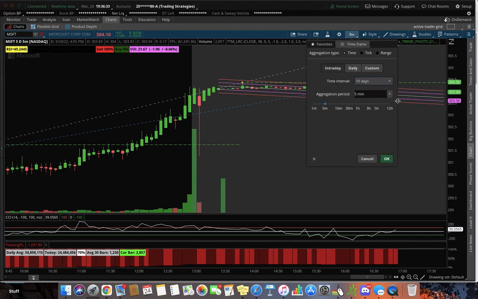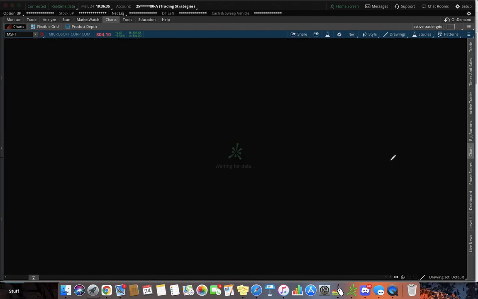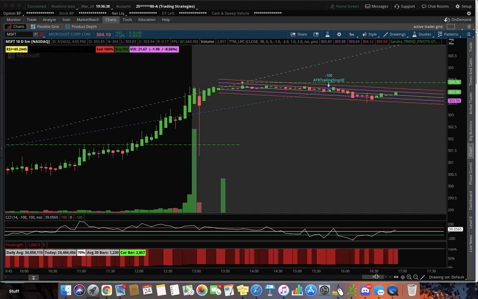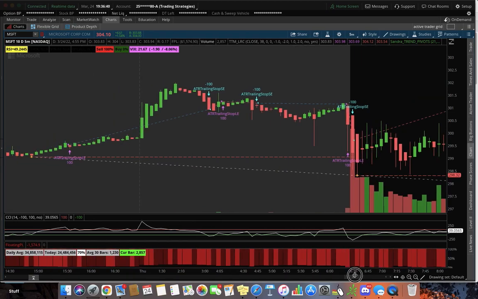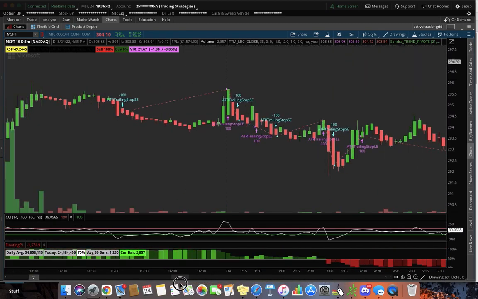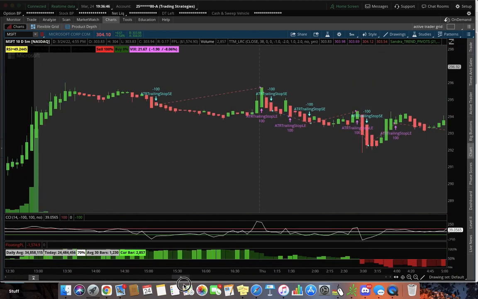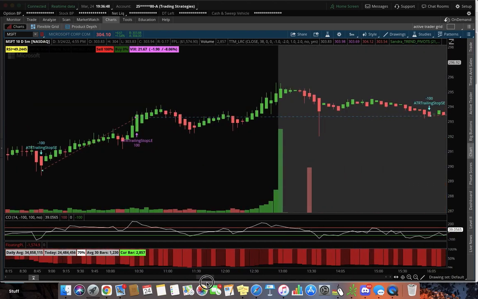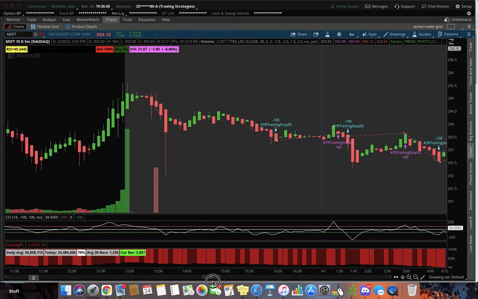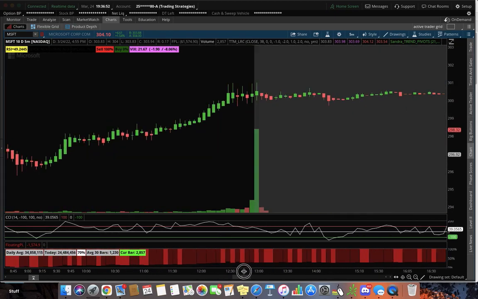5 days, 10 days, 5-minute chart. Let's take a look. How would we have fared then? Well, we had a couple good days. You can see the green on the bottom, right? Trying to make this simple, people. Green and red. We got it.